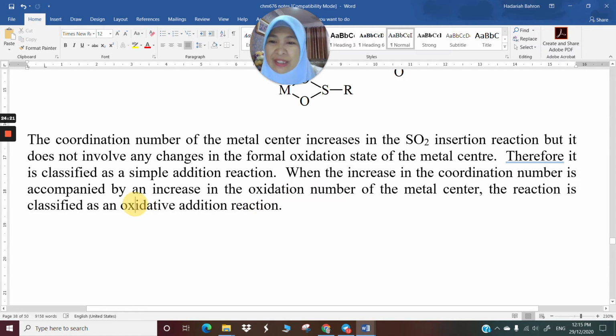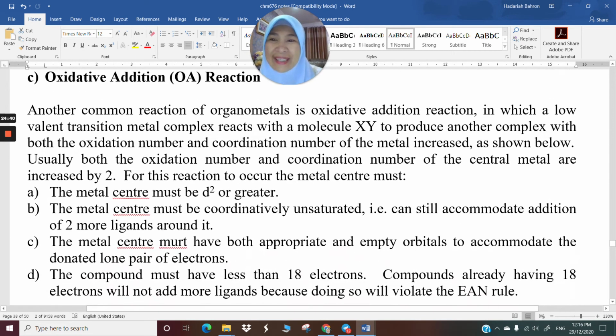Now you have oxidation happening, addition happening. So if you have an increase in coordination number, you also have an increase in oxidation number of your metal center, then the reaction is classified as an oxidative addition reaction, which leads us to that reaction next.